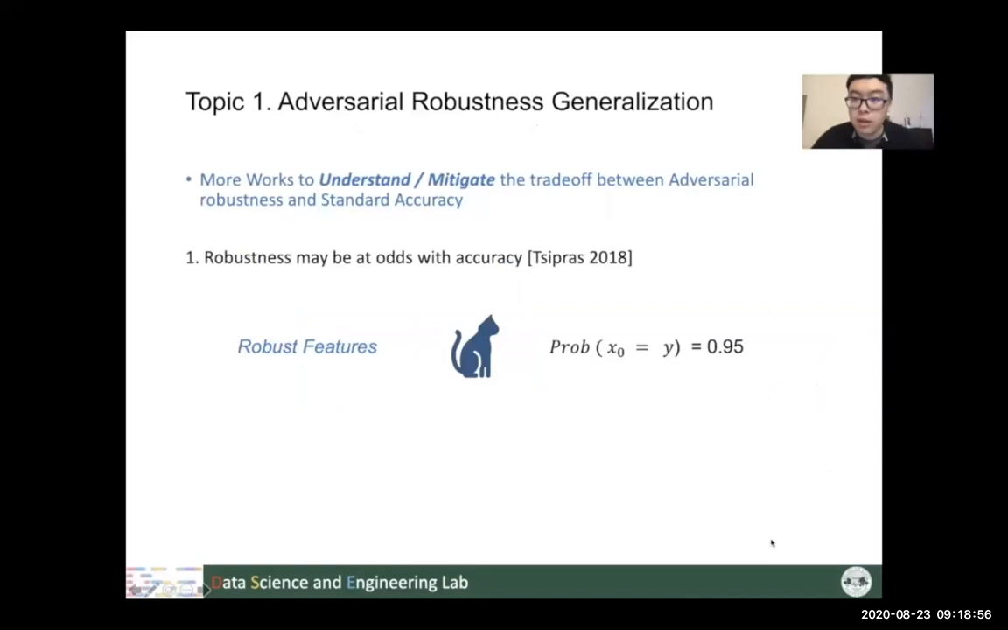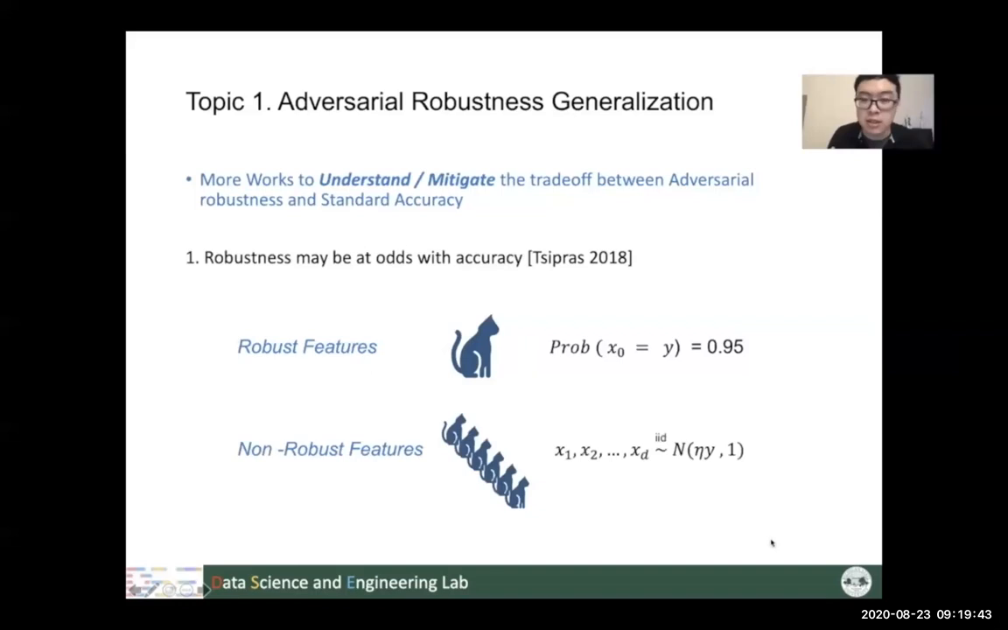And here is another theoretical work which tries to explain this trade-off relationship from a toy example. They assume that in an image, the model can use two kinds of features for its prediction. The first kind of features is called robust features. This type of features only has small dimensions, but they are strongly correlated with the image's class. So this kind of features can really represent what these images mean. And there also exists another type of features called non-robust features. Even though these non-robust features have very high dimension in the input space, they are only very weakly correlated with the image's class.